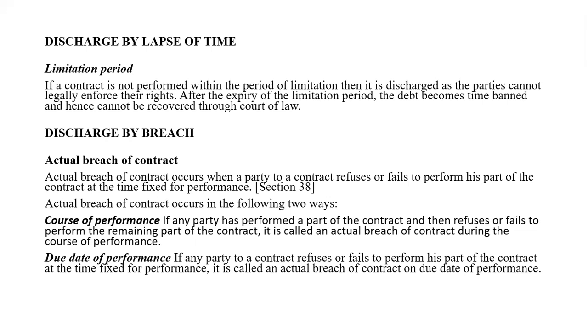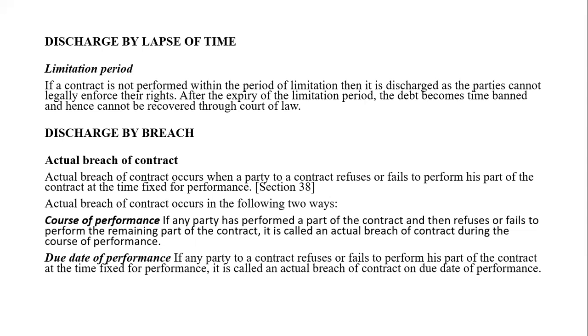There's another, discharge by breach. In discharge by breach, the first one is the actual breach of contract according to section 38. When one party refuses to perform his promise, then we can say it is an actual breach of contract. Actual breach has two ways: the course of performance and due date of performance. If any party has performed a part of the contract and then refuses or fails to perform the remaining part of the contract, it is called actual breach of contract during the course of performance. Because it has already made partial performance, but the remaining performance has been refused by that party.